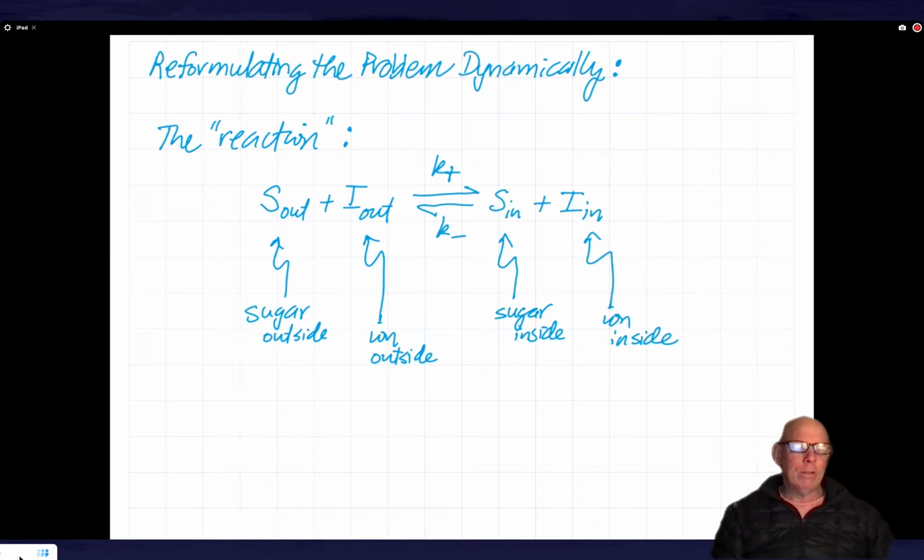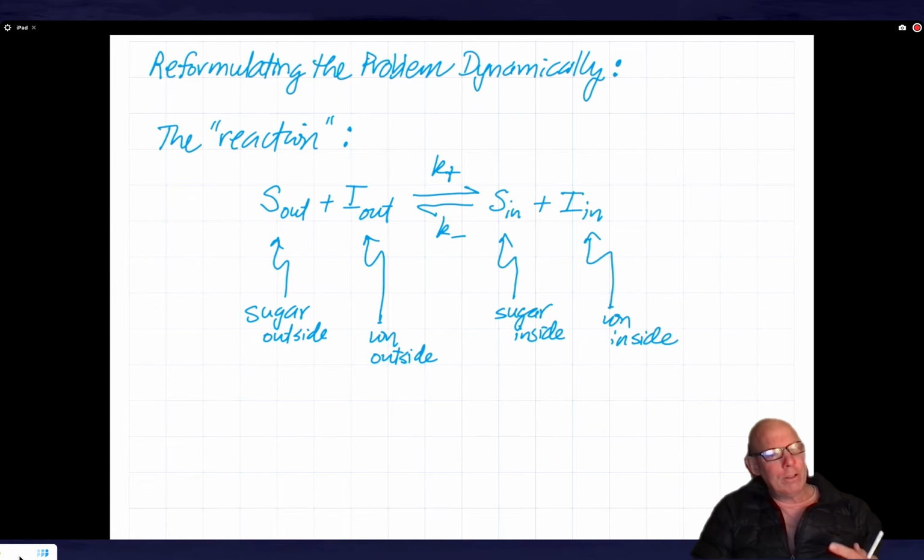Now, what we're going to do is reformulate our problem dynamically. We're going to no longer use the language of equilibrium and free energies, but instead we'll use the language of rate equations. These should give us the same insights, but there's also some extra nuance that we can gain by reformulating our problem in this language.